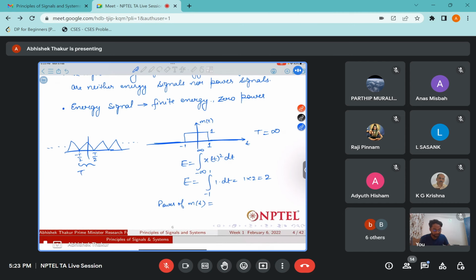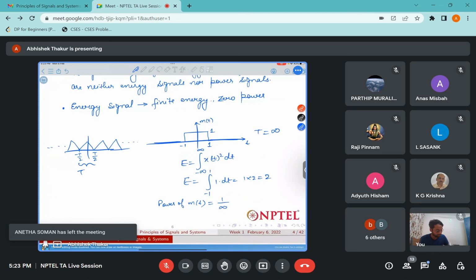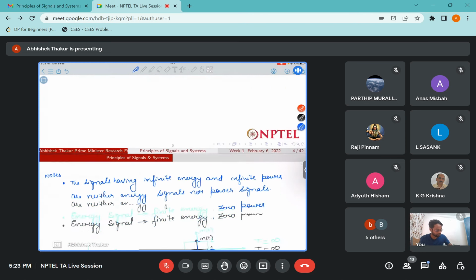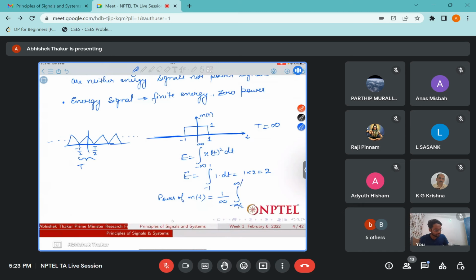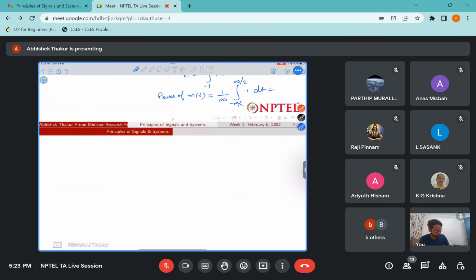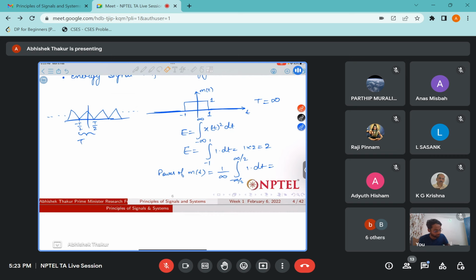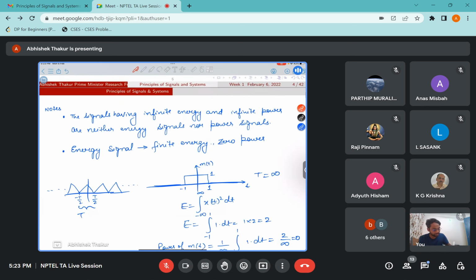Now when you calculate power, the formula is 1 by T, so it will become 1 by infinite, summation from minus infinite by 2 to infinite by 2, of the magnitude square, 1 dt. This signal is from minus 1 to 1 only, so the limit will change again to minus 1 to 1. So you will get 2 by infinite, that is equal to 0. Just remember this point, the energy signal always has 0 power.